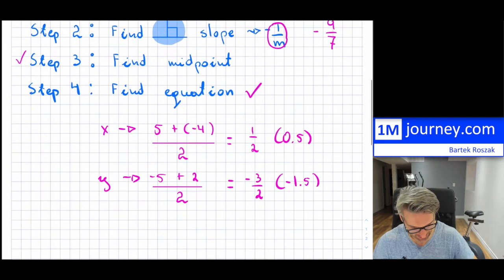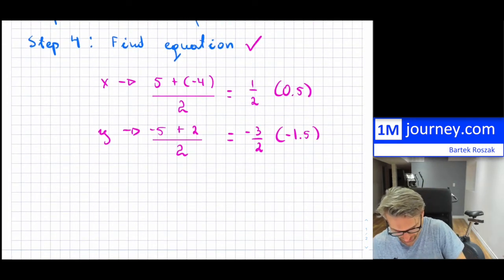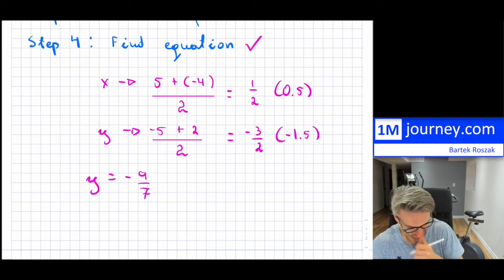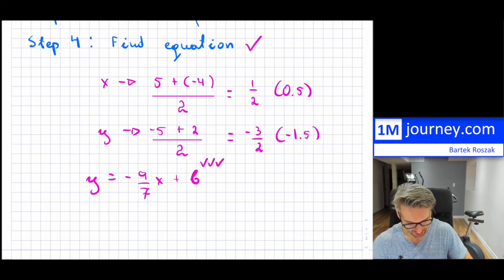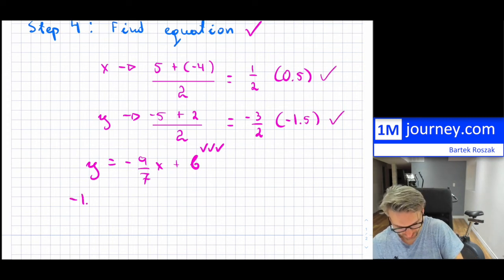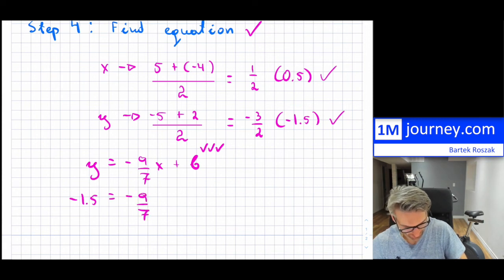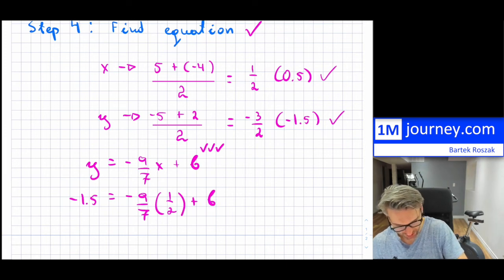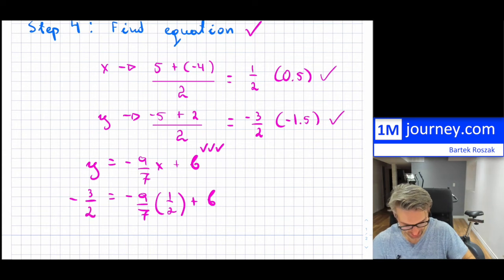Let's calculate it now. I know a point and I know the slope. The slope is -9/7. I'm going to find my b, which is my y-intercept, by substituting the point. Here's my x and the y value that I have, which is -1.5. I'll just keep it in fractions to be consistent.